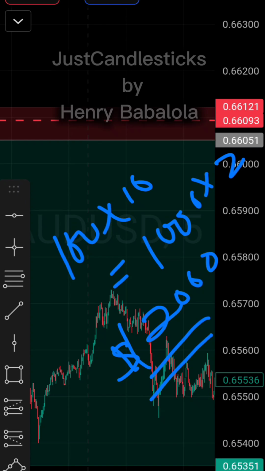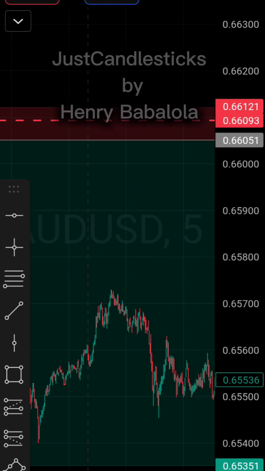Now, what are we offering you in Just Candlesticks? We are offering you both. Honestly speaking, we are giving you both. We are giving you both good risk to reward and at the same time winning ratio.